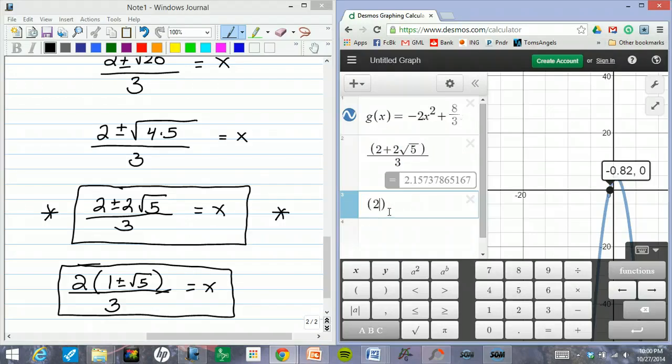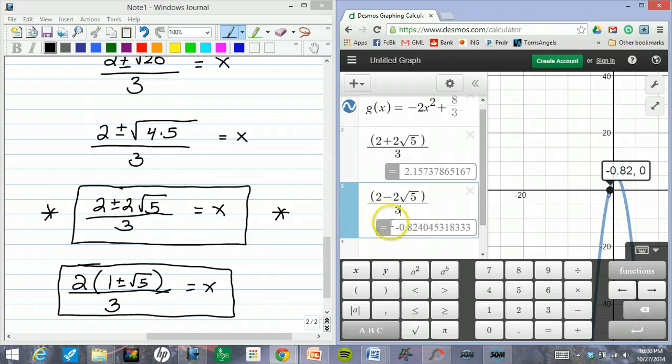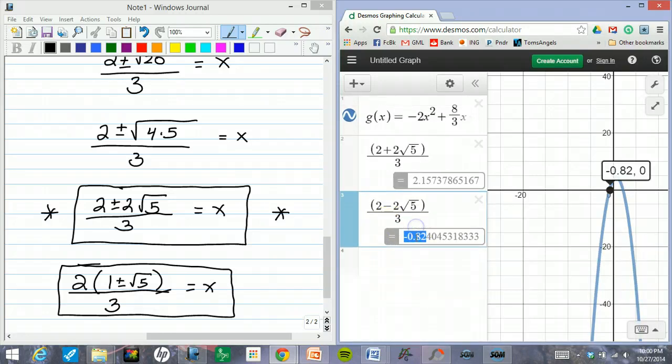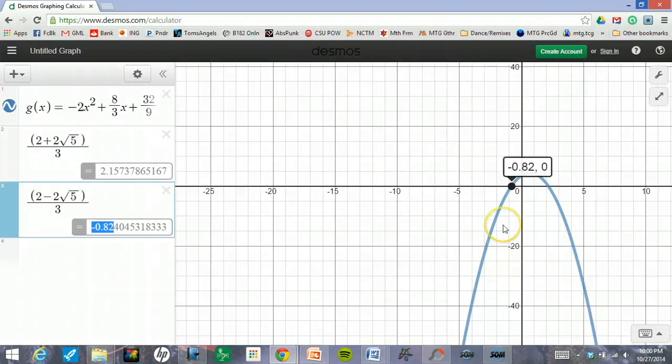2 minus 2 square roots of 5 divided by 3. Approximation. If we grab 2 decimal places, we look at the third, does not round up, so negative 82 hundredths, and that's why it's showing up that way on the graph. So that's how you would find these graphically.